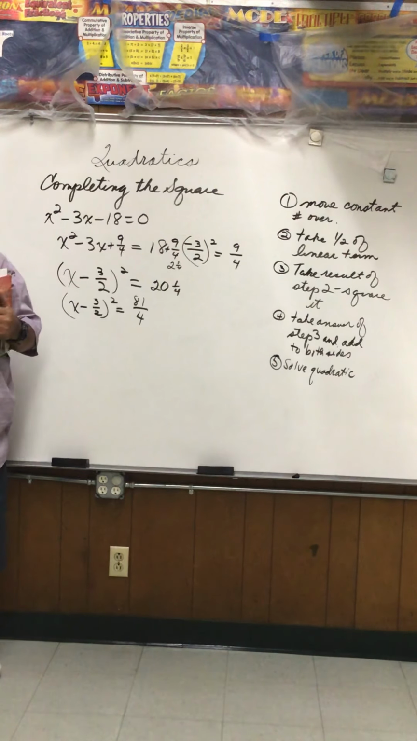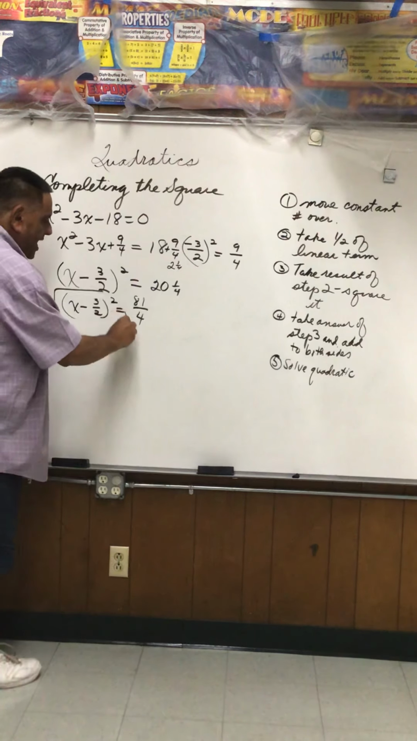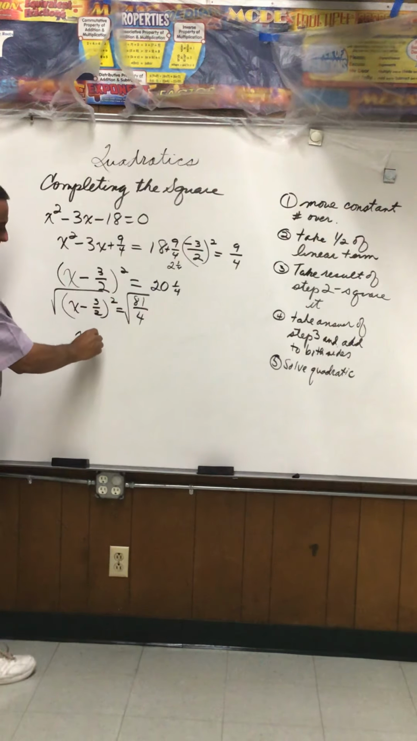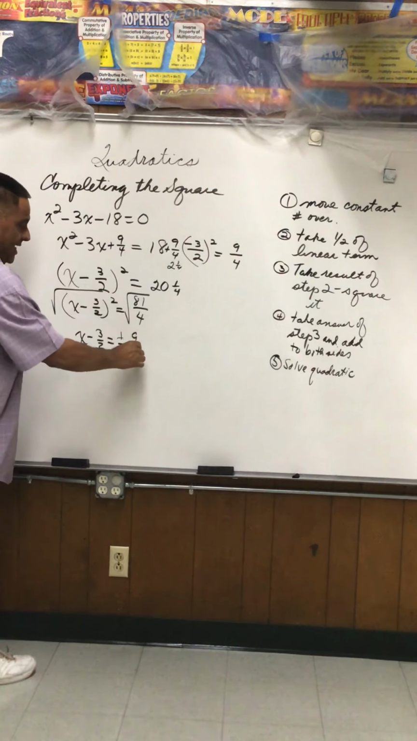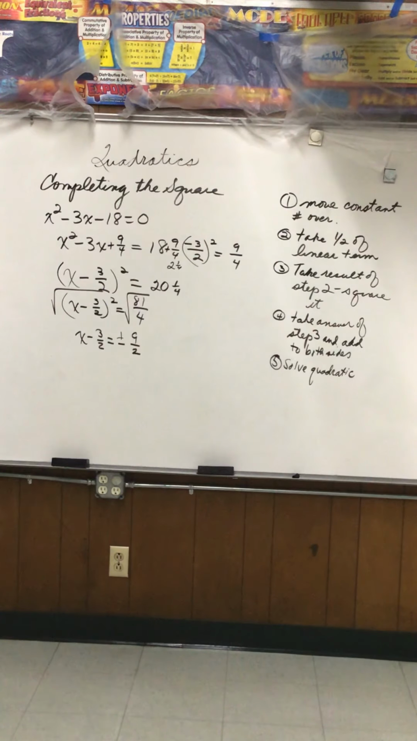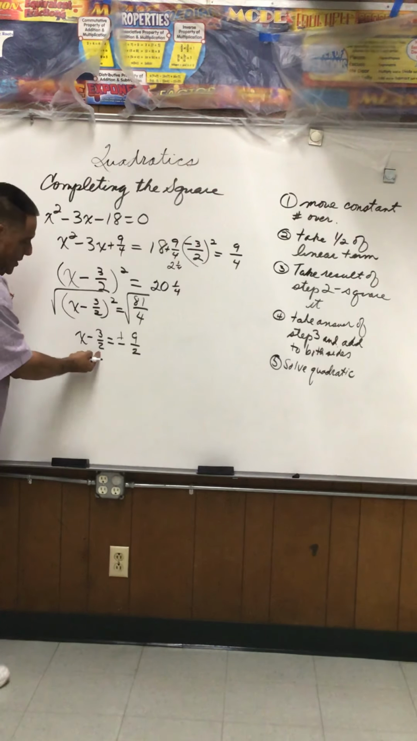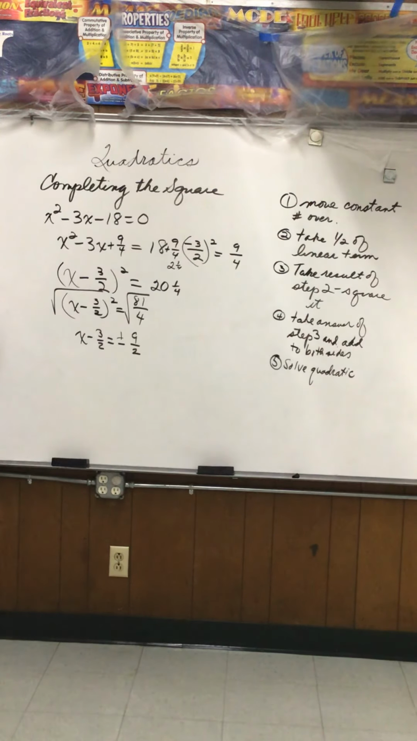These two are now perfect squares. So there, I take the square root of both sides. I'm going to get x minus 3/2 is equal to plus or minus 9/2. You know you're on the right road when these two have the same denominator.